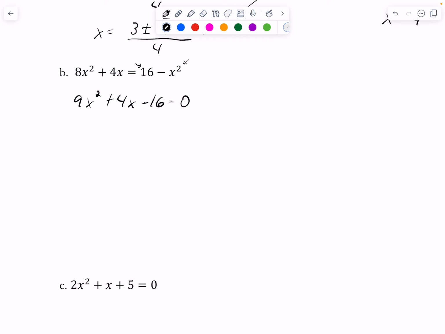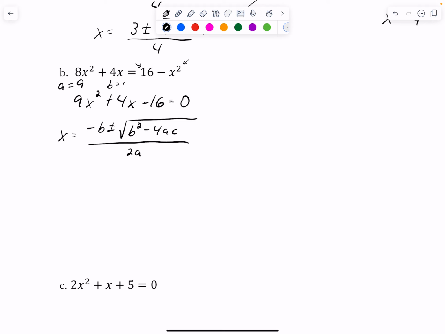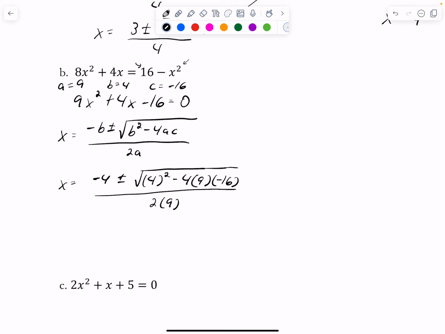formula, so I'm just going to write down the quadratic formula, which is x equals the opposite of b plus or minus the square root of b squared minus 4ac all over 2a. So in this case, a is 9, b is 4, and c is negative 16. So plugging in, I get the opposite of 4 plus or minus the square root of 4 squared minus 4 times 9 times negative 16, all over 2 times 9.